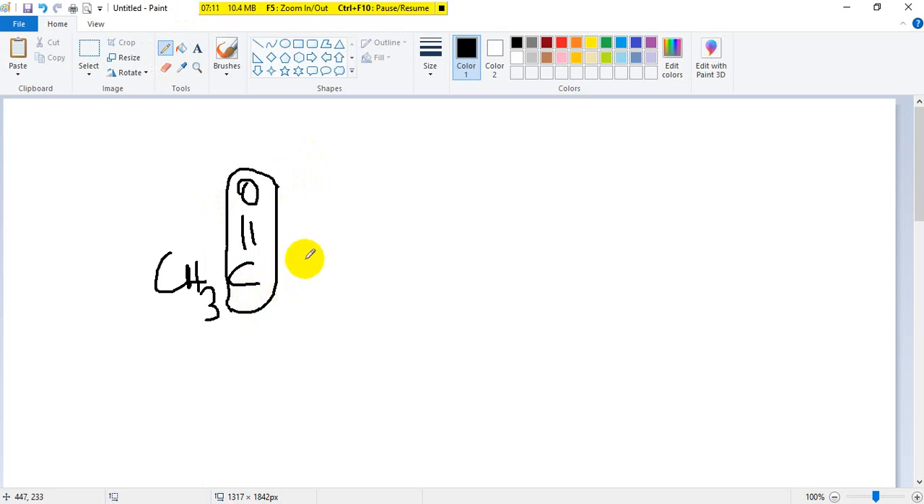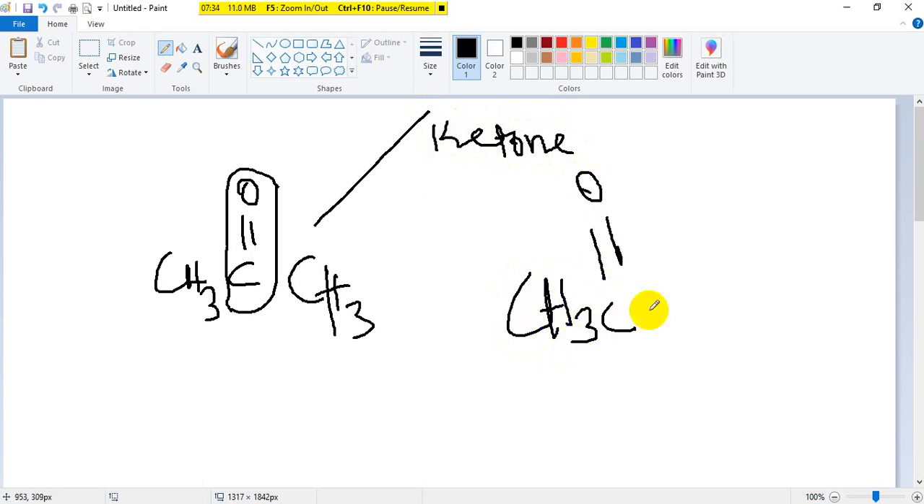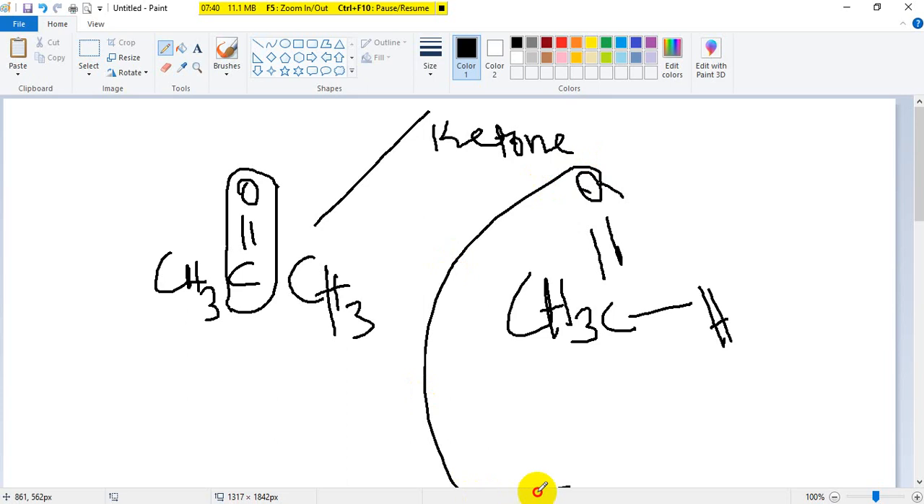So let's plot this. If you have another CH3 here, then this one becomes what? A ketone. This is a ketone. But if you have CH3, the carbonyl carbon here, and you have only H here, then this whole structure becomes what? An aldehyde.